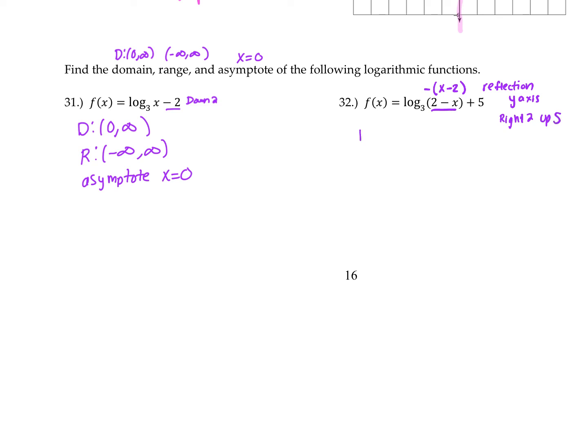So when I think about my domain, if I'm reflecting it over the y-axis, that's switching my domain. So instead of going from a number to infinity, it's going to go from negative infinity to 2, because that's where my asymptote is going to be based on what's inside, how I'm going right 2. My range is going to remain unchanged. It's going to remain negative infinity to infinity.